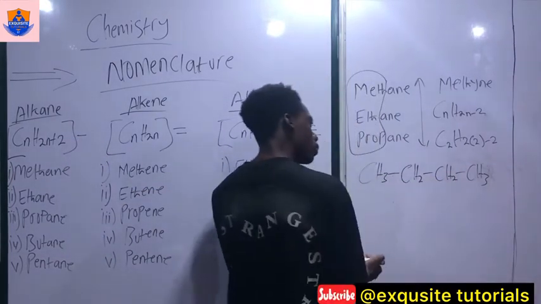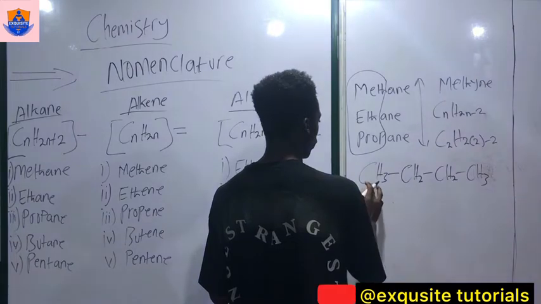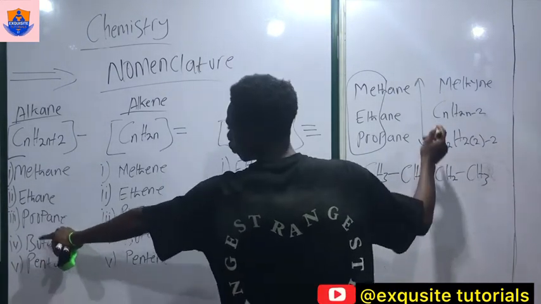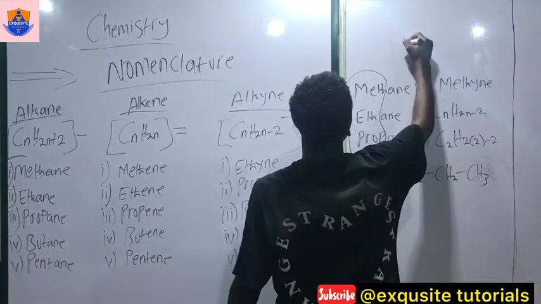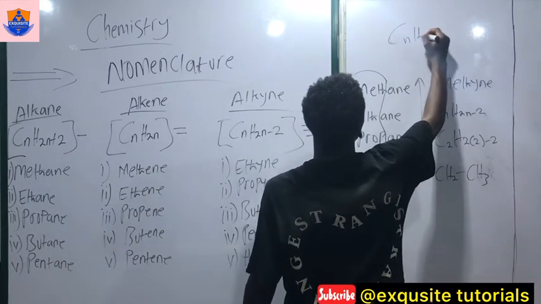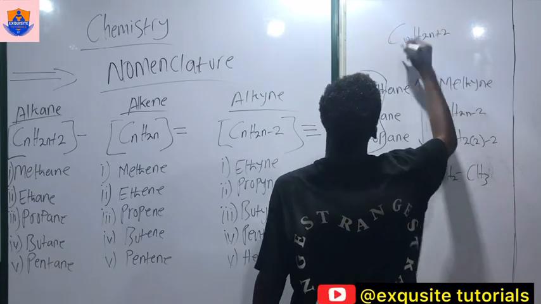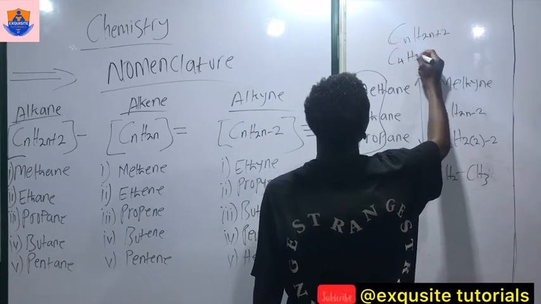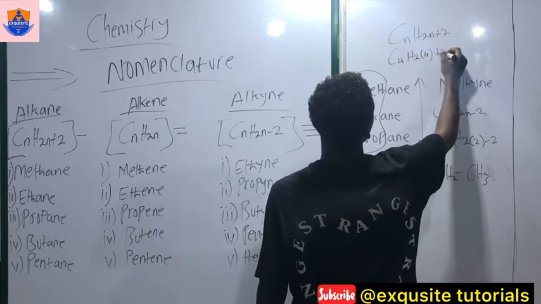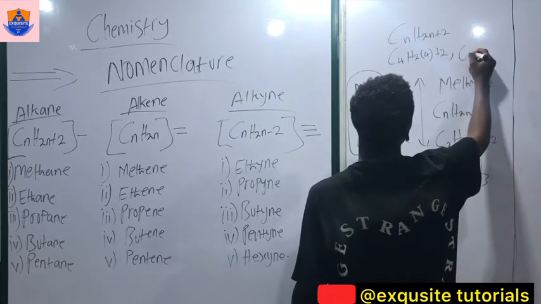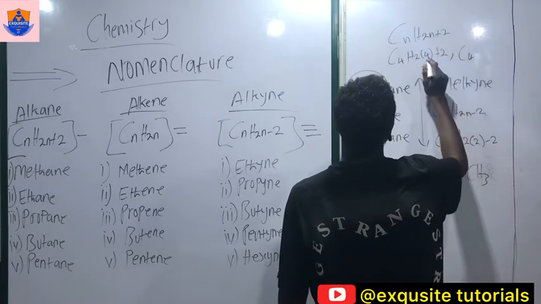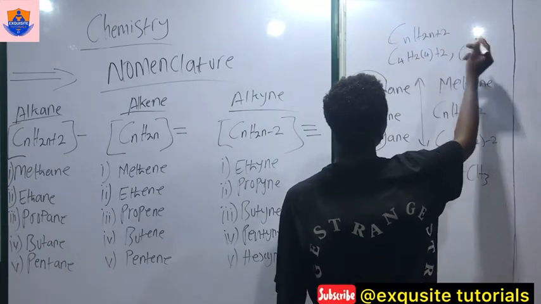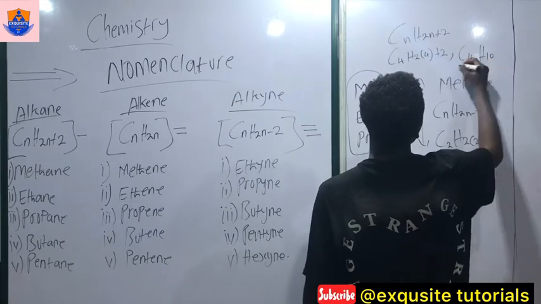Now, how do you know this is butane? You count the number of carbons. We have 1, 2, 3, 4. Now for butane, following this formula, CnH2n plus 2, for butane it will be C4H2 into 4 plus 2. So we have C4, 2 times 4 will give you 8, plus 2, which is 10. This is C4H10.